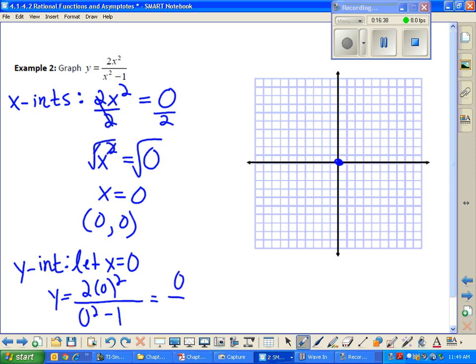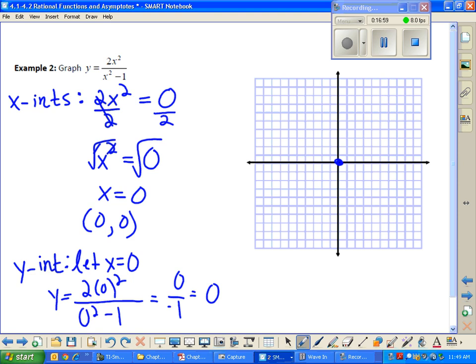You get 0 over negative 1, which again evaluates to be 0. So once again, we see that the point (0, 0) satisfies the equation. So we found the intercepts. Next, we worked on the asymptotes. Does anybody have any questions on how I found the intercepts?